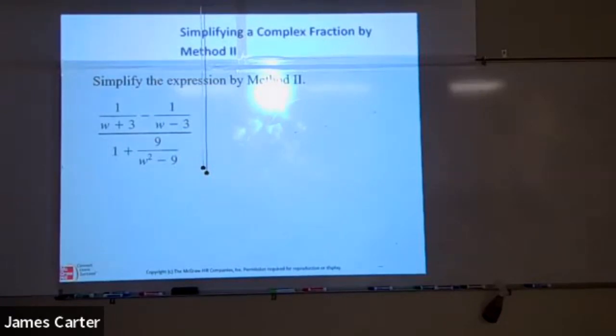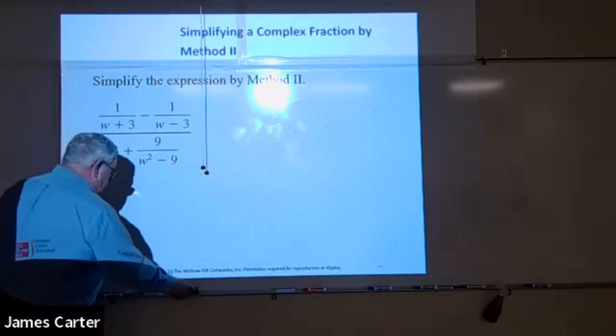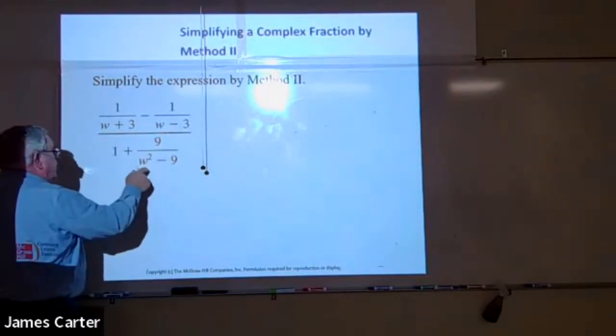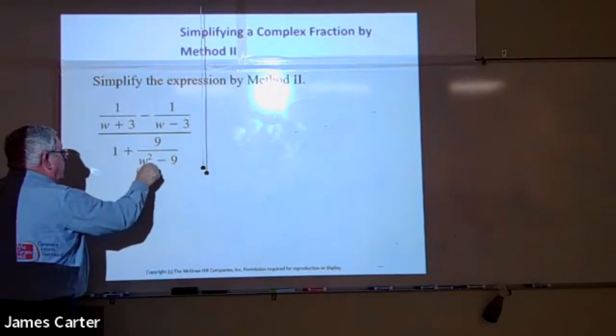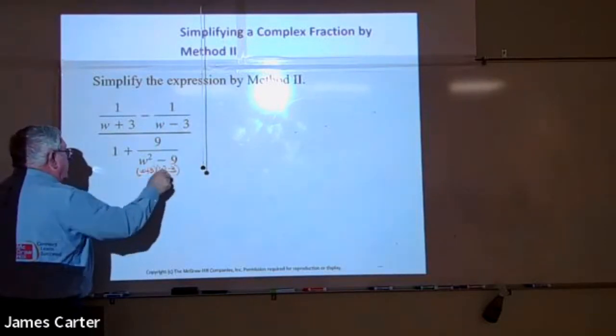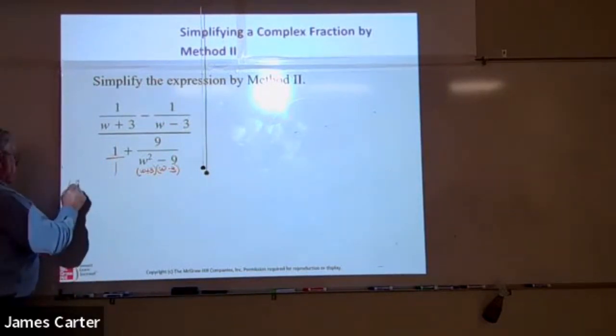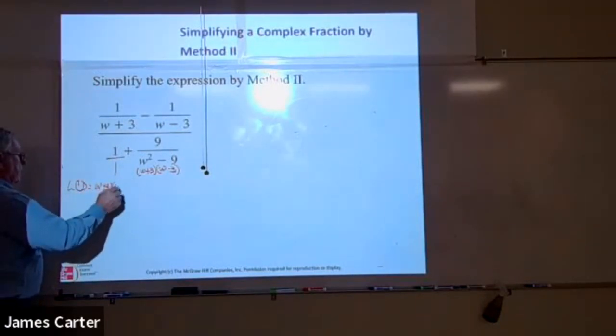Okay, another one. Now we've got expressions instead of single terms. So we're stepping it up a little bit. Now we did a little bit kind of like this one with the one that had 3 parts on the bottom before. What is my common denominator? W plus 3, W minus 3. This factors into W plus 3, W minus 3. And this is over 1. So my least common denominator in this case is W plus 3, W minus 3.